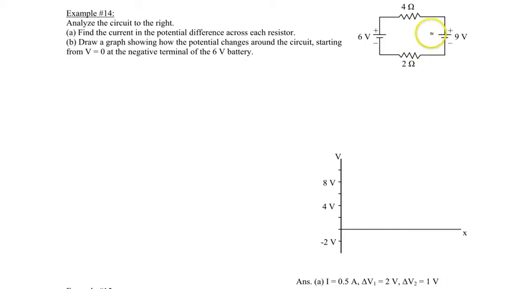Okay, so we want to label all the quantities, so I'm going to just call this 6-volt battery EMF 1. And then this first resistor of 4 ohms, we'll call that resistor 1. And then the 9-volt battery we'll call EMF 2. And then the 2 ohm resistor we'll call that resistance 2.